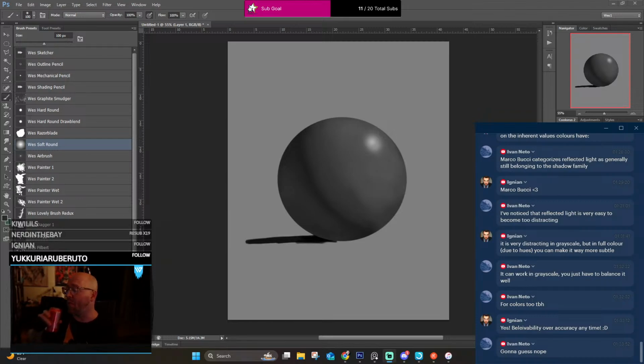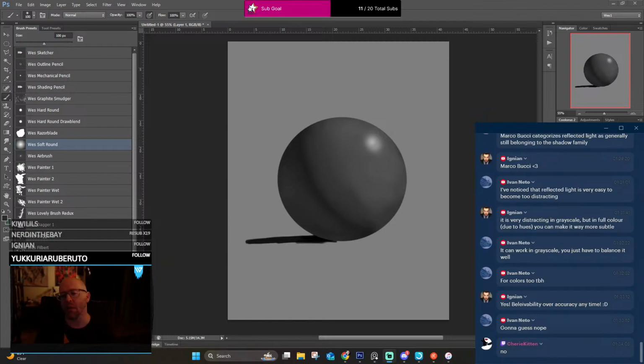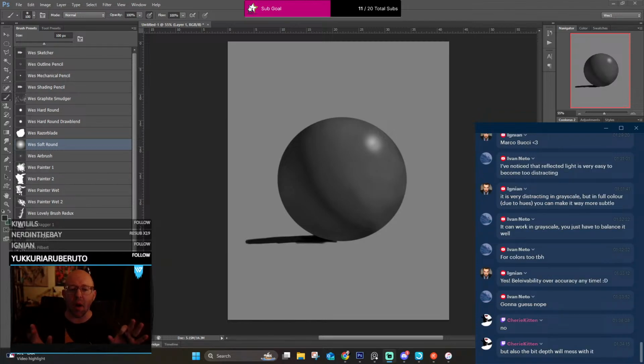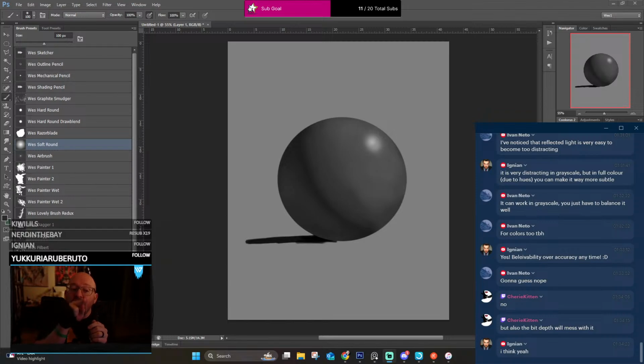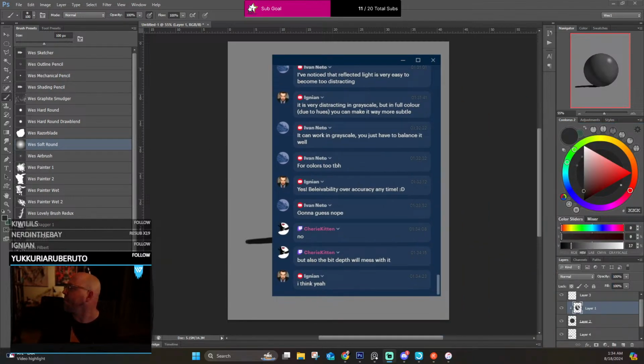Okay, Ivan says no. Sherry says no. So let's define it. Will it be the exact same percentage? Probably not. But will it be within like a half step, 5%, let's say? So is it going to be in the same area? And then Ignian says yes. Okay, let's check it right now.